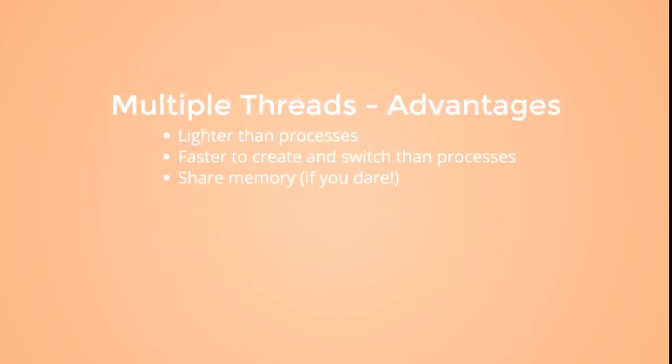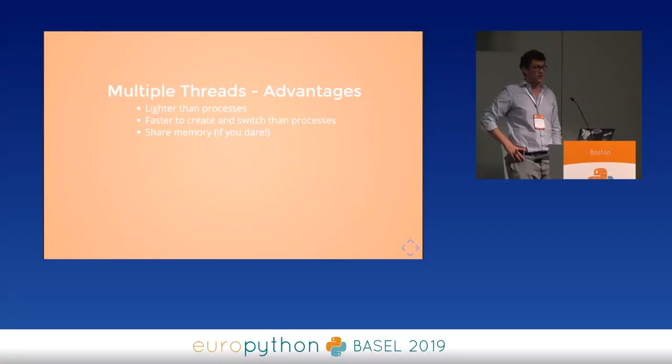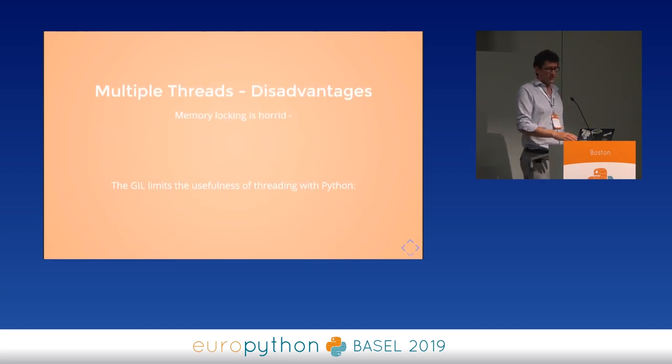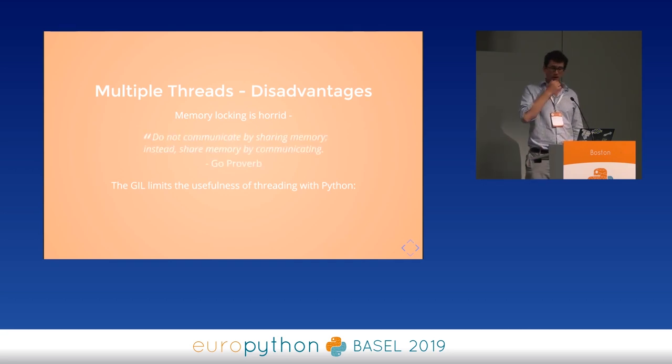So the advantages of threads: they're lighter, even lighter than processes. They're faster to create and faster to switch between, and they share memory, which can be an advantage, but can also be a big disadvantage. And so the disadvantages are kind of exactly the same thing. They share memory, so memory locking is horrid. To use a Go proverb, do not communicate by sharing memory. Share memory by communicating.